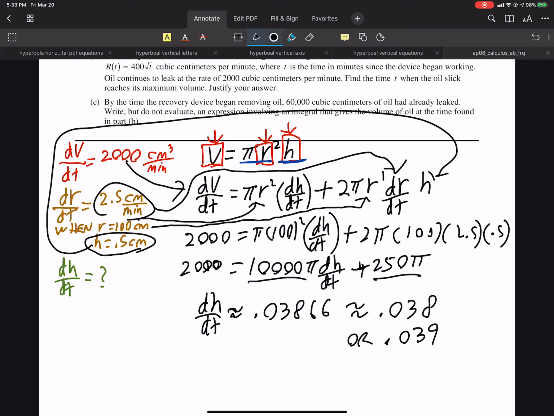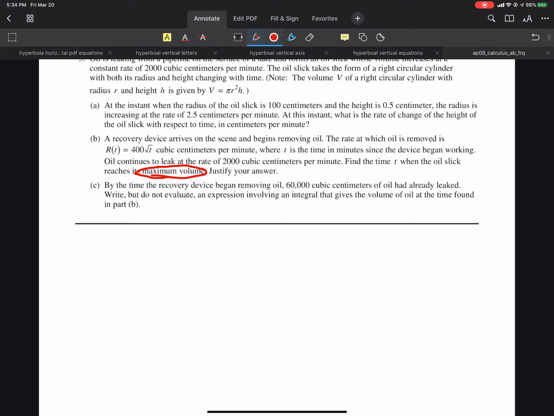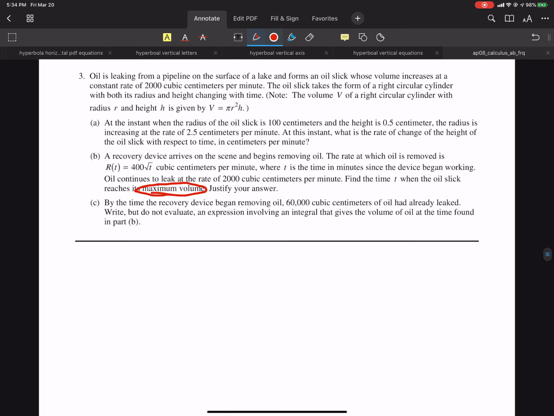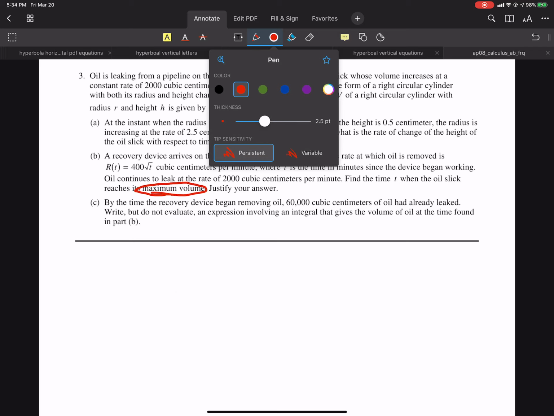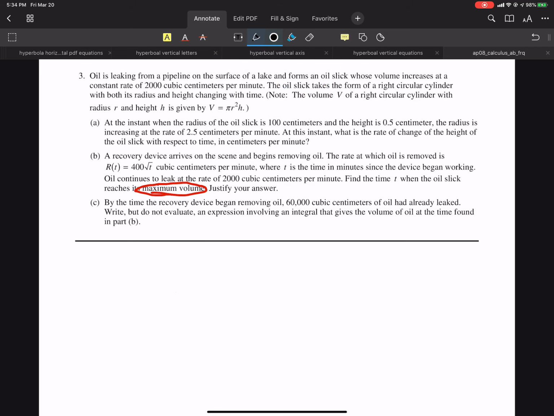Okay, so the next problem is your favorite. You want to know maximum volume. So when you read that, you should know that maximums occur at critical points or endpoints. So let's take a look-see. So we want to find the critical point. The critical point is when the derivative of the amount of oil is 0 or undefined.